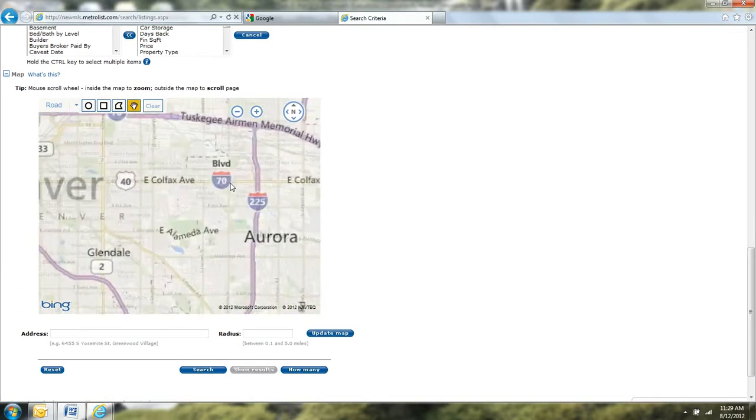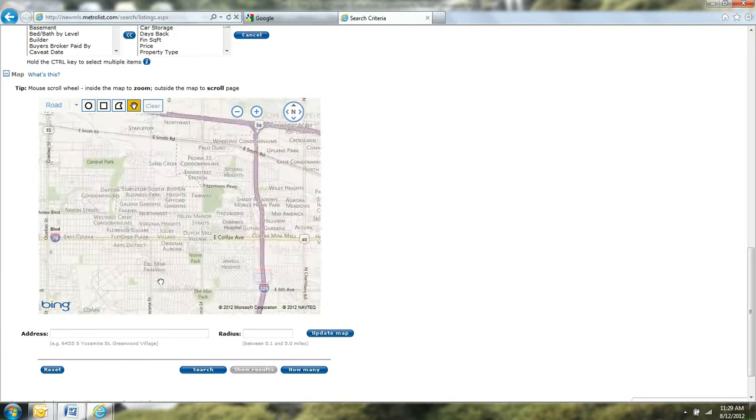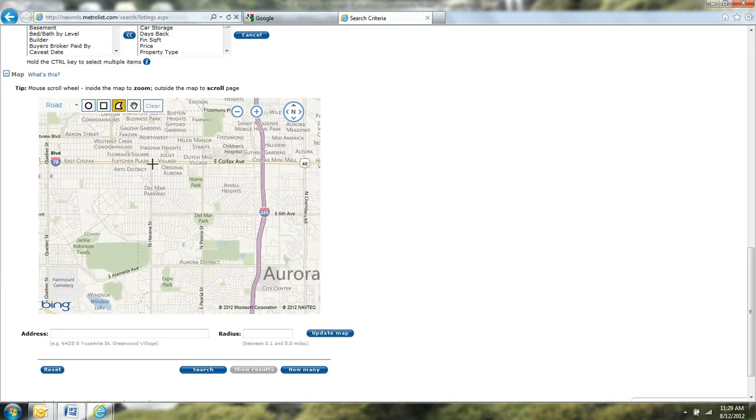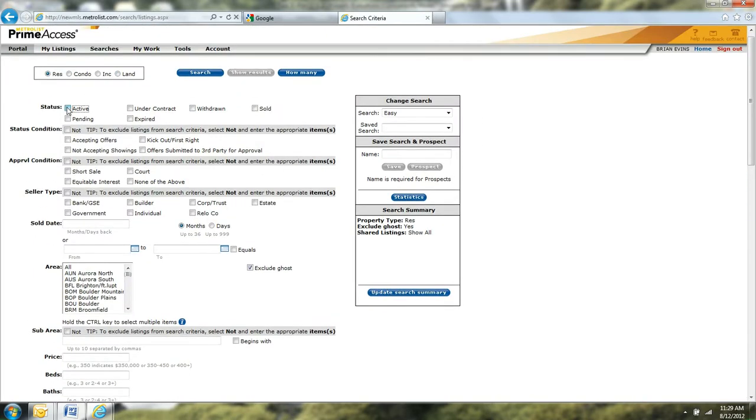So in this example, I'm going to select a neighborhood that I know is not exactly a great neighborhood to find wholesale opportunities, to kind of give you an example of that. So I went ahead and selected a neighborhood, active, under contract, and sold, 4 months of sold data, and let's see what we got.